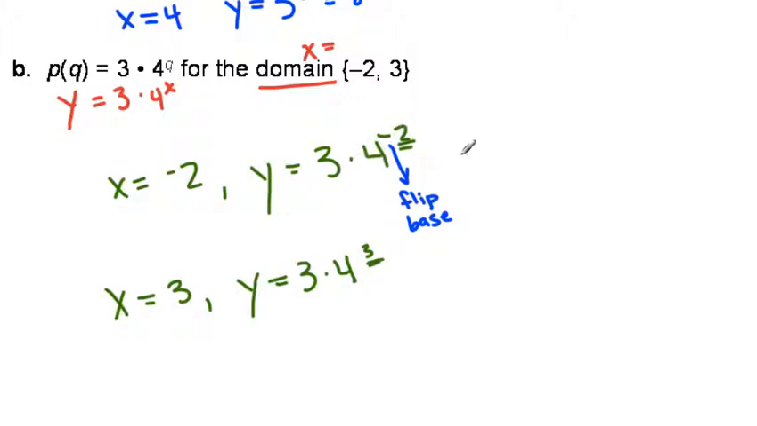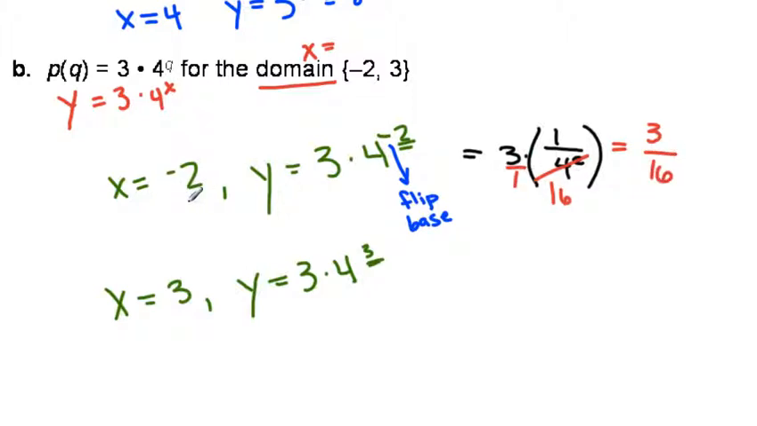So we're going to do 3 times 1 over 4 squared, because you're going to flip this over the fraction bar. 1 over 4 squared. 4 squared is going to give you 16. So we have 3 times 1, which is 3, and 1 times 16 is 16. So when x is -2, y is 3/16. I want it in fraction form. I do not want it in decimal form.